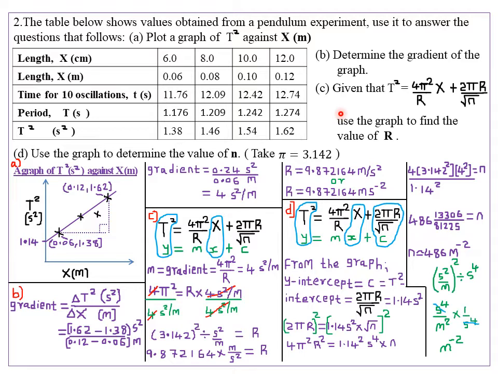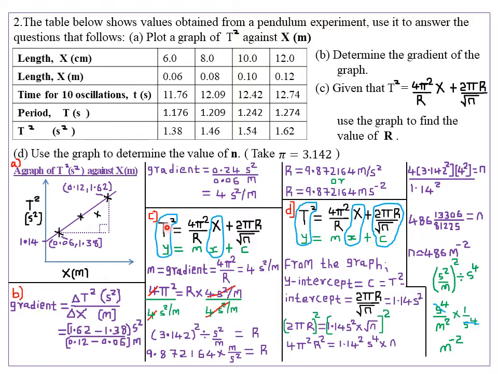So for part C, we are given that t squared is equal to 4 pi squared x over r plus 2 pi r over the root of n. We are required to use the graph to find the value of r. So as you can see, the value of r is in the region of our gradient. Because this is a straight line graph, we simply compare this equation that we have been given with the equation of a straight line graph, which is y equals mx plus c.